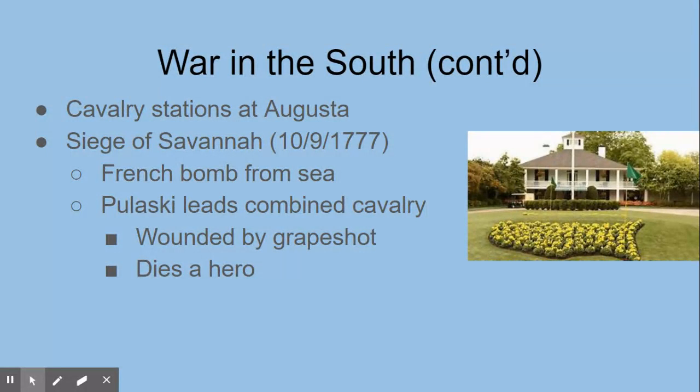Well, the war in the South, of course, continues. The cavalry moves. They get stationed at Augusta. You've probably heard of Augusta. It's now known for the Masters Golf Tournament. And they lead the siege of Savannah, October 9th, 1777. The French come in and bomb it from the sea. Pulaski leads a combined cavalry of the Continental Army and the French Army. He is unfortunately wounded by a grape shot during the siege of Savannah, but he does die a hero. That is why we get that day off in March.